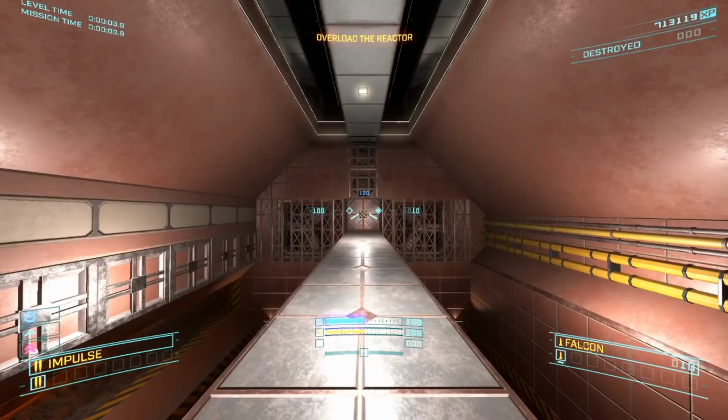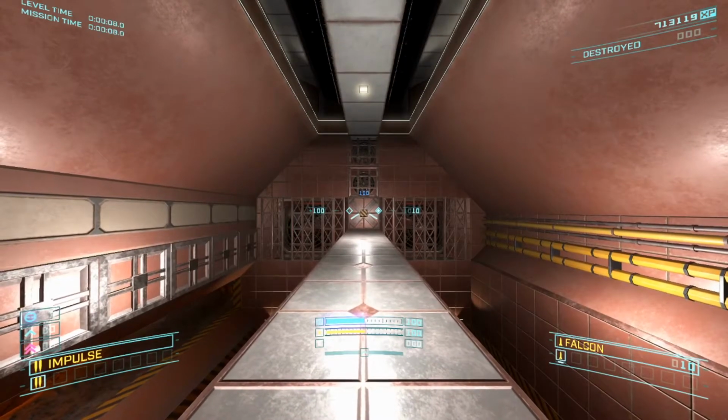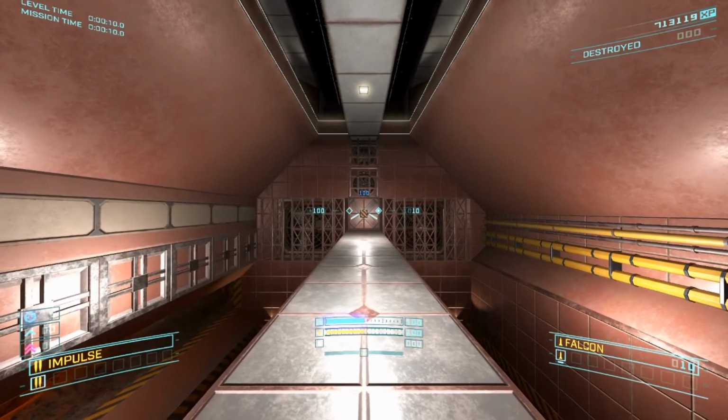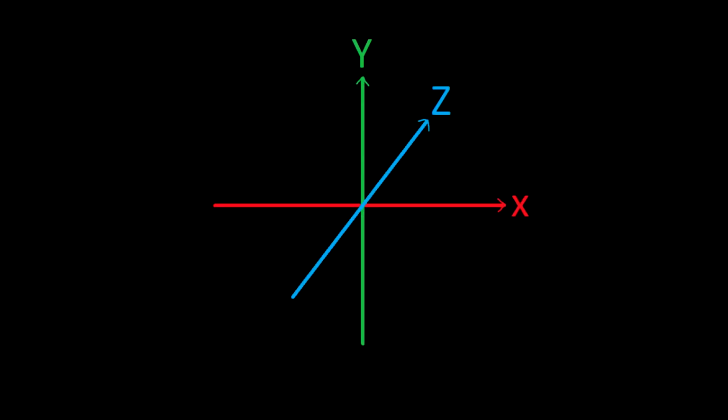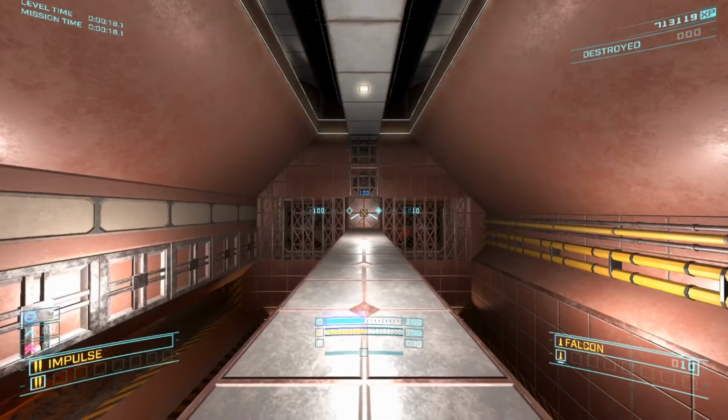6 degrees of freedom, or 6DoF for short, refers to movement in a 3D environment. With 6 degrees of freedom, you can not only move freely on all three X, Y, and Z axes, but also rotate around them. For clarity, in this video the axes are as follows.